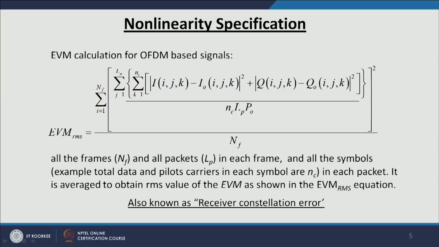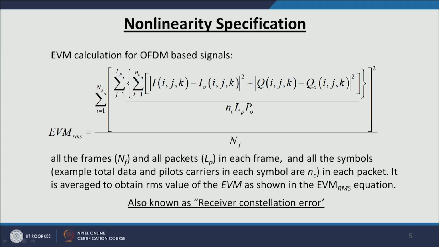EVM calculation for OFDM based signals is given by this formula. In this formula, LP represents the number of packets. NC is the number of carriers on which we have mapped all our symbols. If we are covering all these carriers, then all of the symbols are being taken care of. One frame contains this many packets, and if we have enough frames, then we will have so many I and Q positions in the constellation diagram for all this data. So, this is for a particular OFDM based signal.